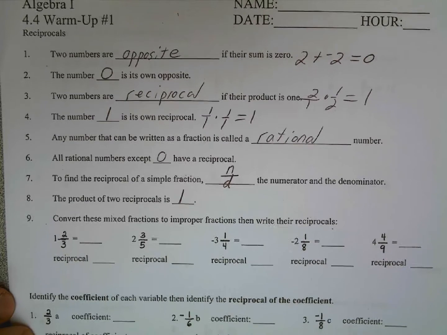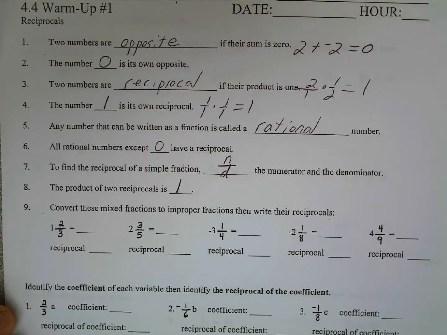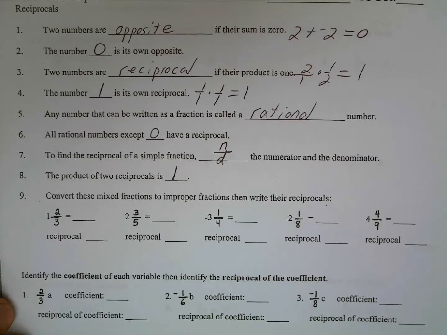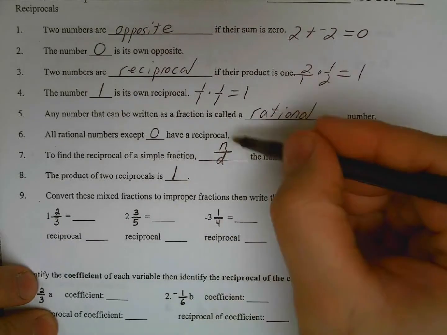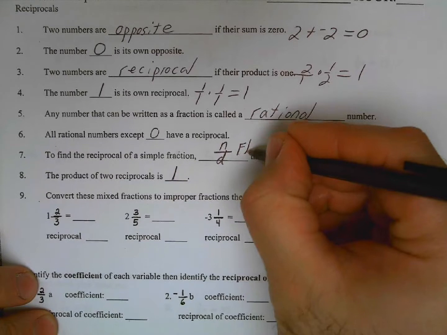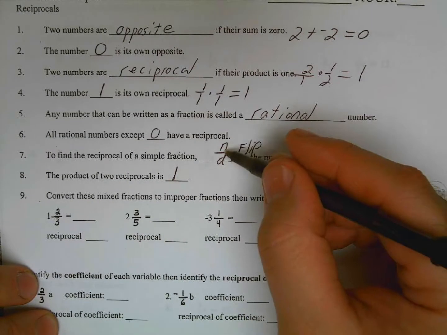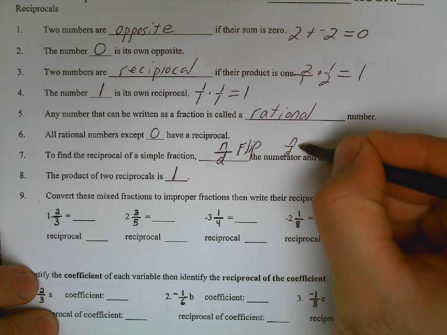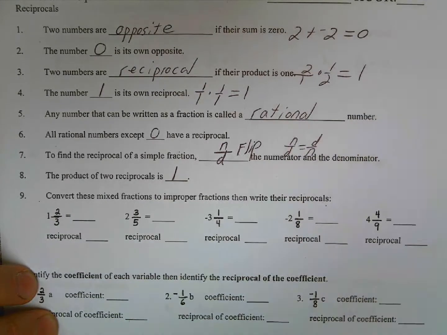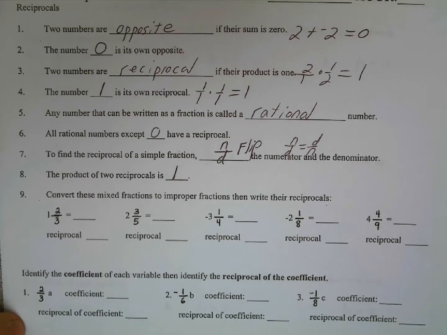To find the reciprocal of a simple fraction, the numerator is at the top and the denominator is at the bottom. So to do that, we need to flip the numerator and denominator. If we have n over d, we're going to flip that to d over n, right? That's going to be the reciprocal. Just flip. The product of two reciprocals will always be 1.